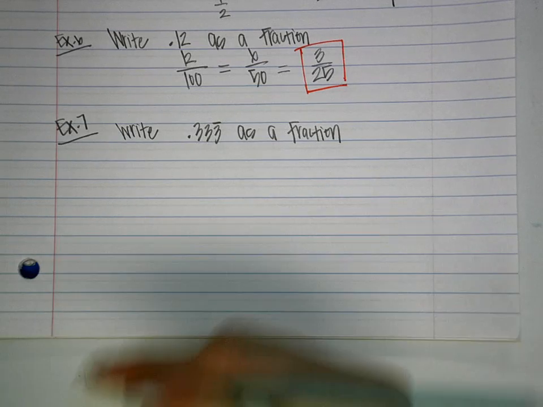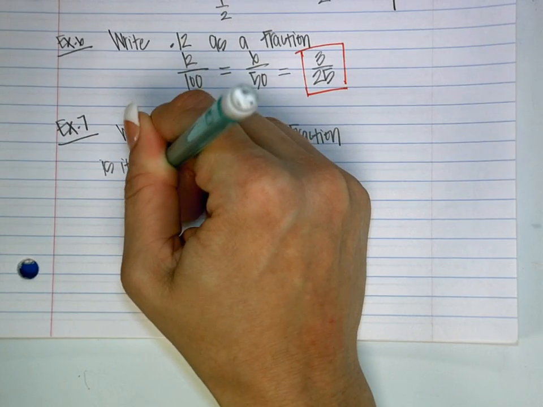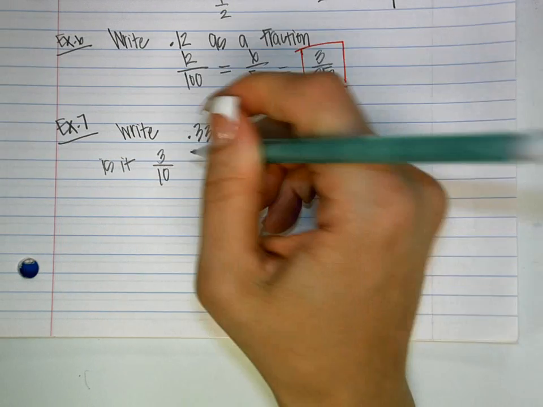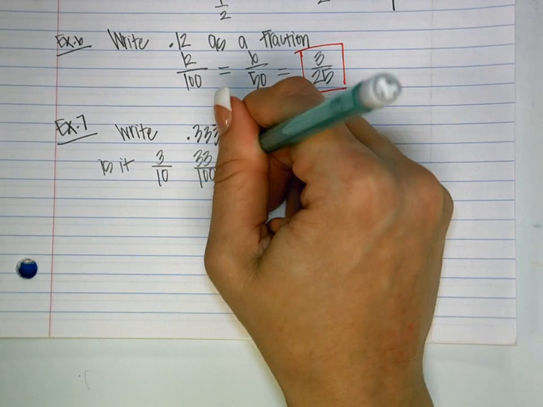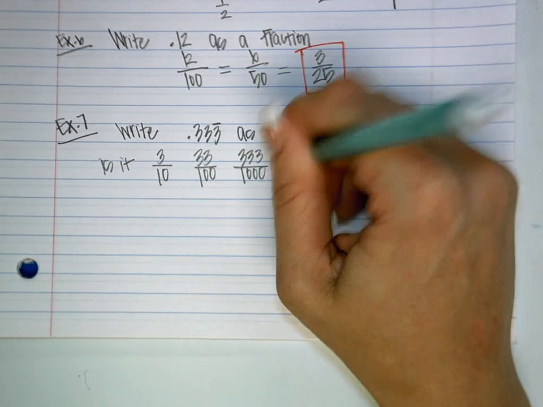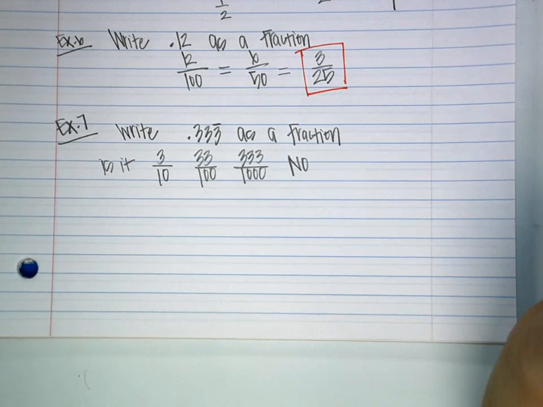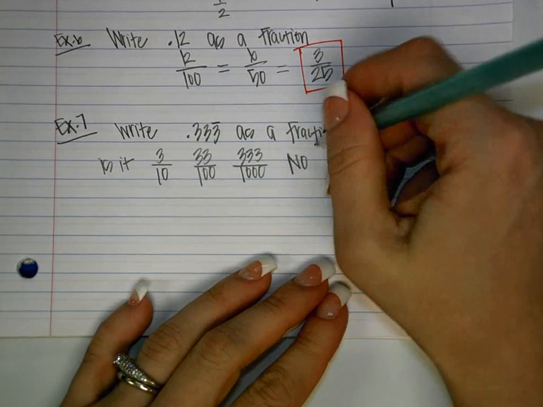Is it 0.0009? Is it 3 over 10? No. Is it 33 over 100? No. Is it 333 over 1,000? No. Okay? We know that it's 1/3, but why? Prove it to me. Can anyone prove that? Oh, it is. That's the hard part, okay?